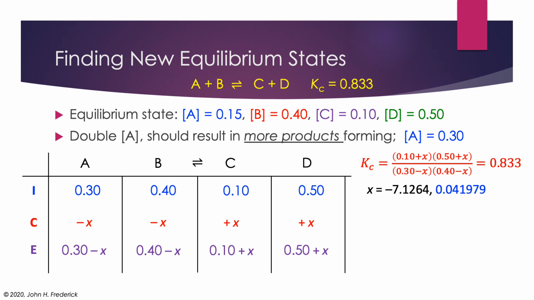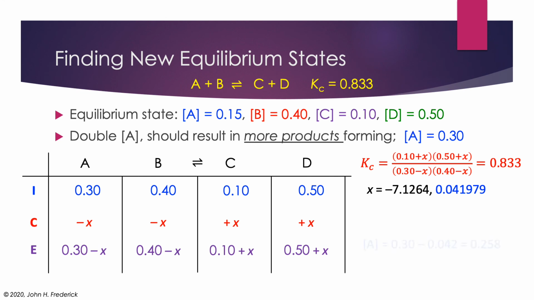Which one should I choose? I've got negative 7.12 and I've got 0.041979. Well, if I plug the first value for x in to the expressions that I have in my E row, I'm going to have a really large concentration of A and a really large concentration of B. I'm going to have negative concentrations for both C and D. I can't have a negative concentration, so I can throw that solution away. It's the other one, the 0.0419. That's the one that I really need.